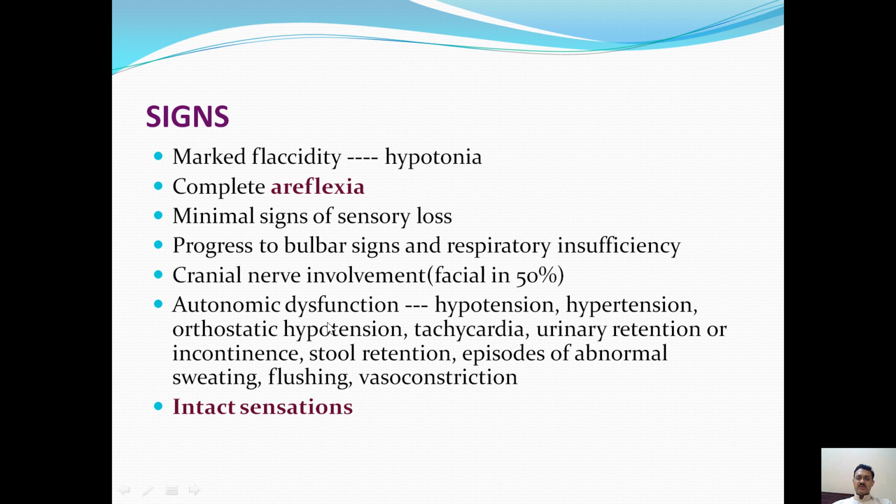So, the autonomic nervous system is usually involved, and the most common manifestations may include hypotension or hypertension, orthostatic hypotension, tachycardia. Sometimes even urinary retention or incontinence may be there, though usually this is not a very common scenario. Hot flushes, vasoconstriction, sweating may be there, but usually sensations remain intact.